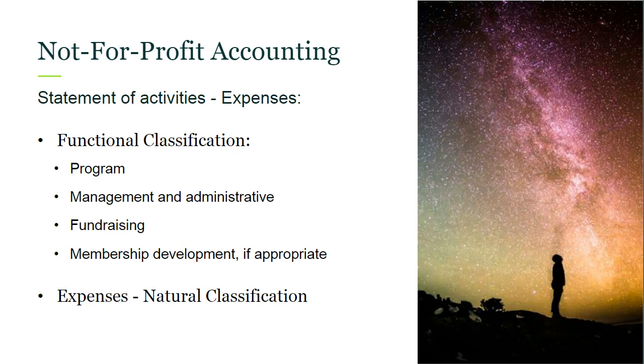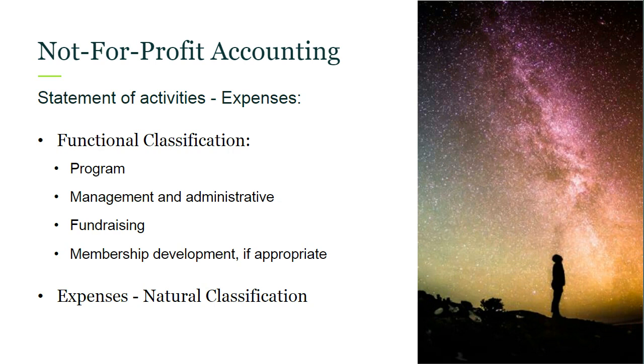You are also required now under the not-for-profit accounting standards to present them in natural categories. So what is salaries? What is rent? What is expenditures in natural classification? So you'll be able to find both of those in the financial statements or the footnotes to the financial statements. It's really important, and we'll talk about this at the end with some of the takeaways with the ratios.